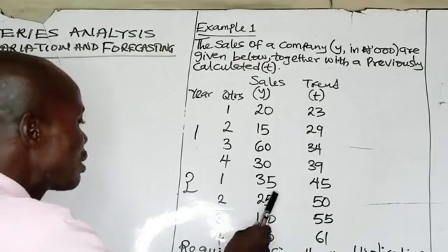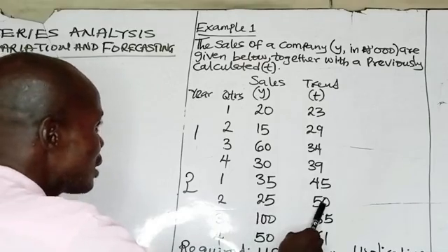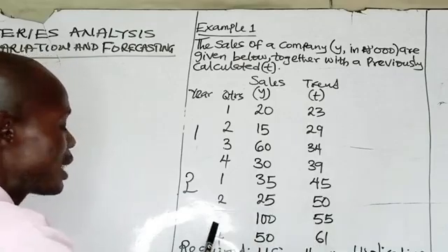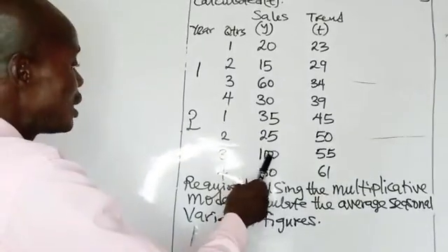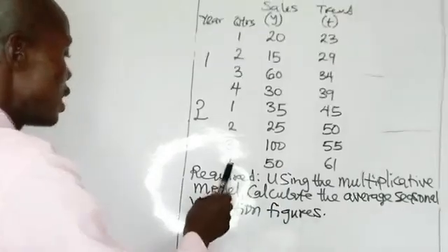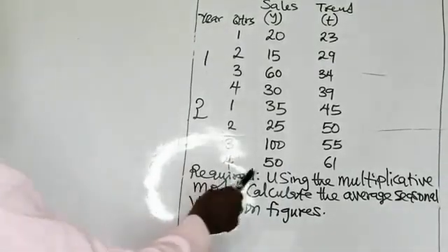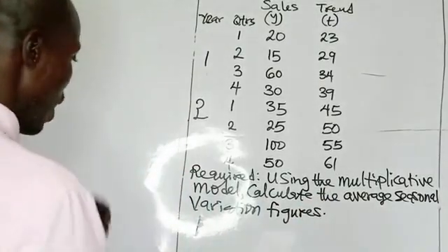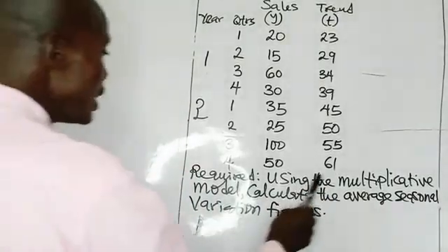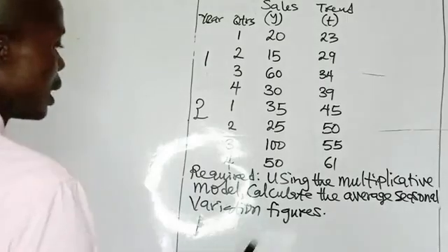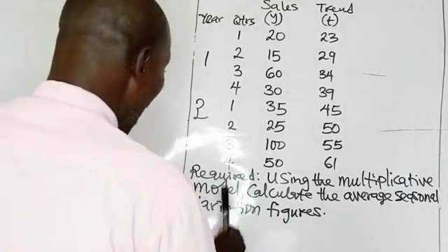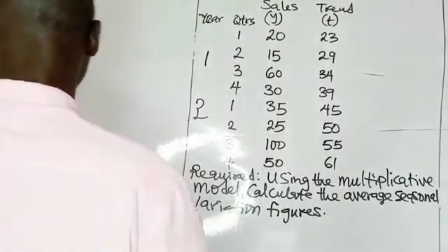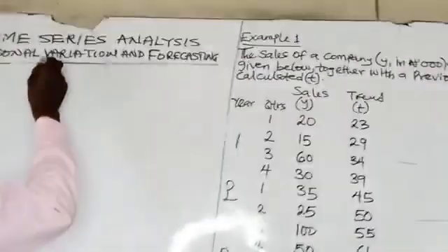In year 2, in the first quarter, we have sales to be 35, while trend is 45. In quarter 2, we have sales of 25 and trend of 50. In quarter 3, sales of 100 and trend of 55. In quarter 4 of year 2, we have sales to be 50, while trend is 61. Required: using the multiplicative model, calculate the average seasonal variation figures. Now, let's have the solution to the question.